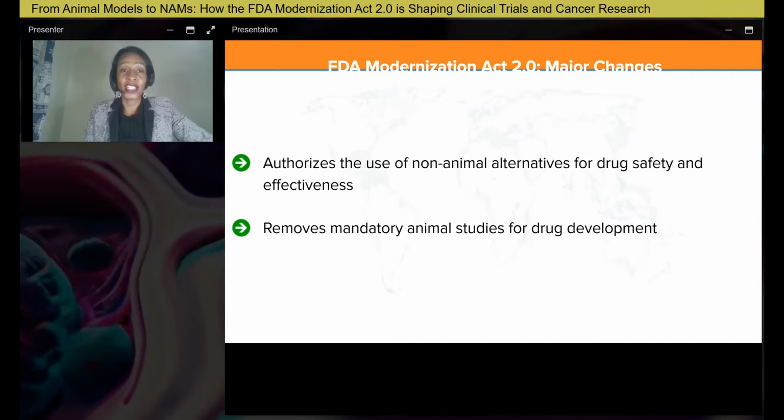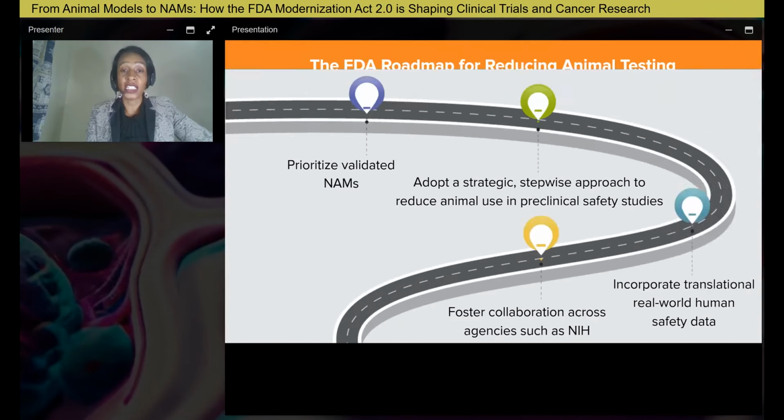For the first time, the FDA now recognizes non-animal alternatives, and specifically new testing methodologies as alternatives for testing drug safety and effectiveness in the preclinical phase. And also, this update does not just affect small drug molecules, it also affects biologics that are biosimilar and those that are biologically interchangeable.